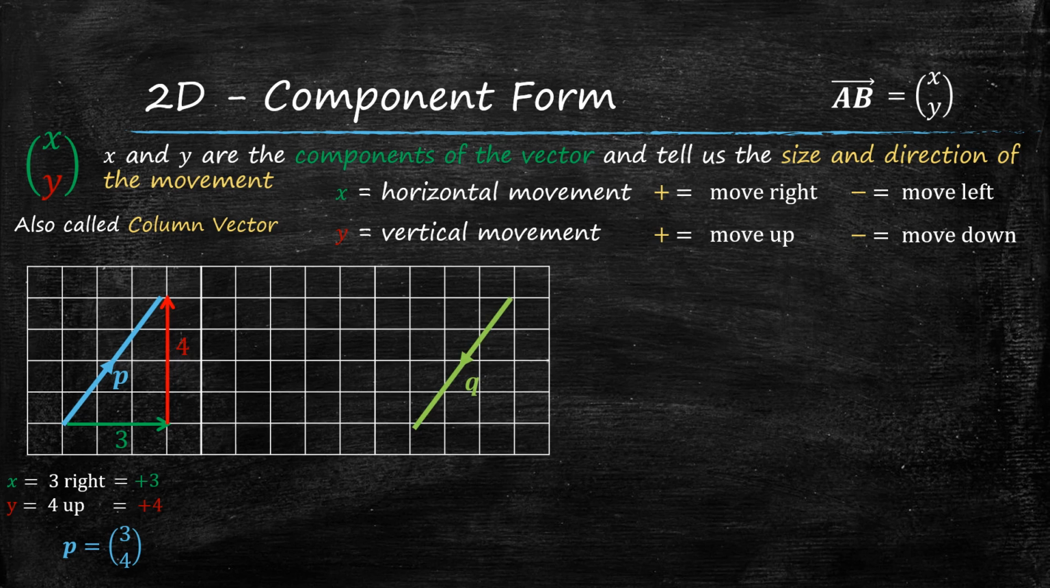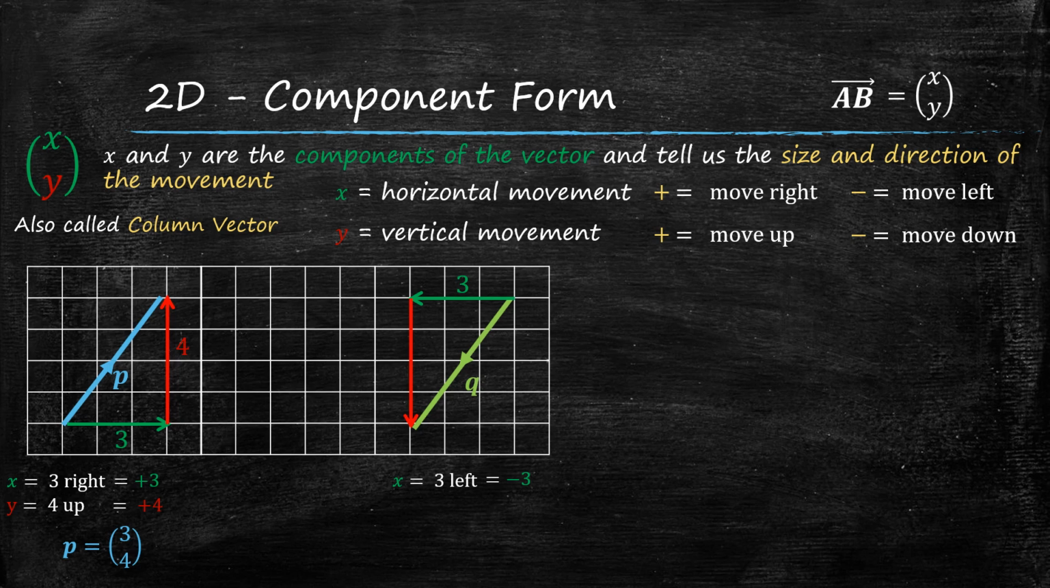Okay, let's have a look at our next vector, vector q as shown. So let's describe the movement from the start of the vector to the end of the vector. Well, we move 3 units to the left, so x is 3 to the left, and as we're moving to the left, this is negative 3. Recall that a horizontal movement to the left is a negative movement.